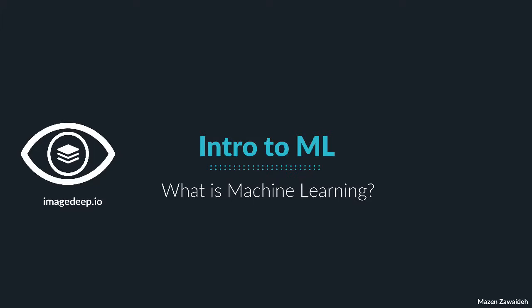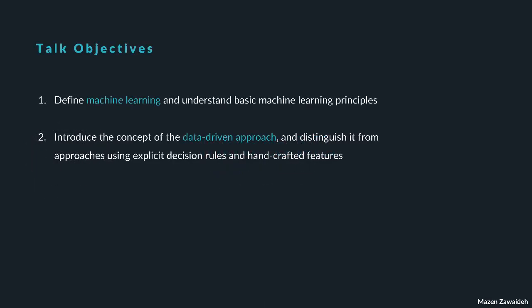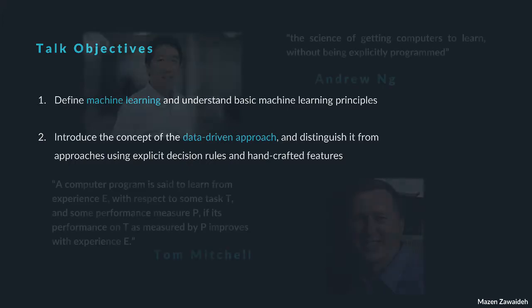Today we begin our discussion of machine learning and related topics. Our objectives are as follows: define machine learning and understand basic machine learning principles, and introduce the concept of the data-driven approach and distinguish it from approaches that use explicit decision rules and handcrafted feature selection.